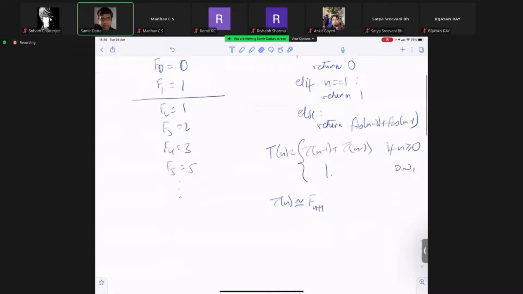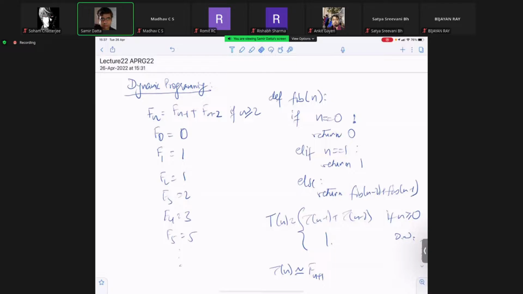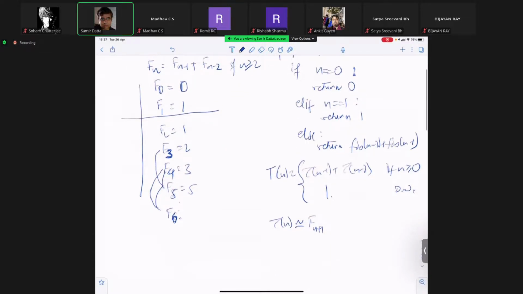So this is exponential time. How do we reduce the time? Notice when we did this computation by hand, once we computed a number like F4 or F5, we did not recompute it again. When we compute F6 directly, this would lead to F5 and F4, which would lead to F4 and F3. So F4 would be computed multiple times. This we avoid.